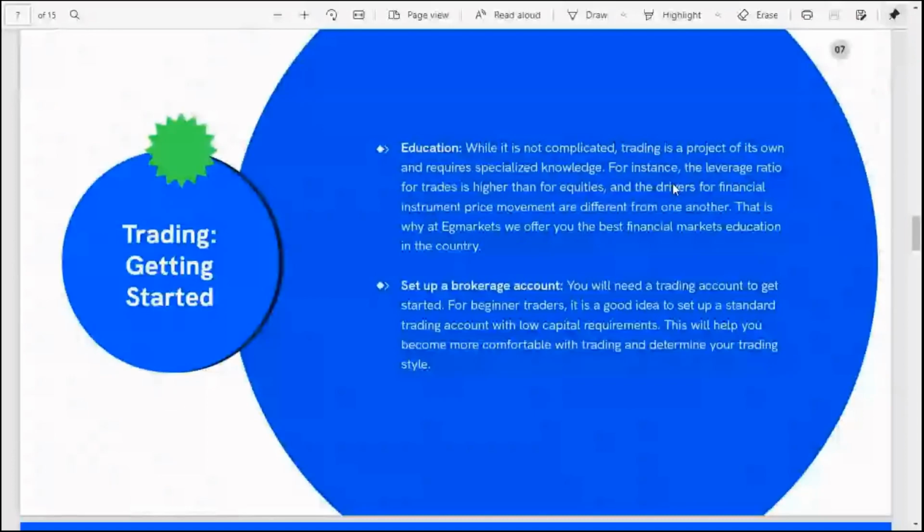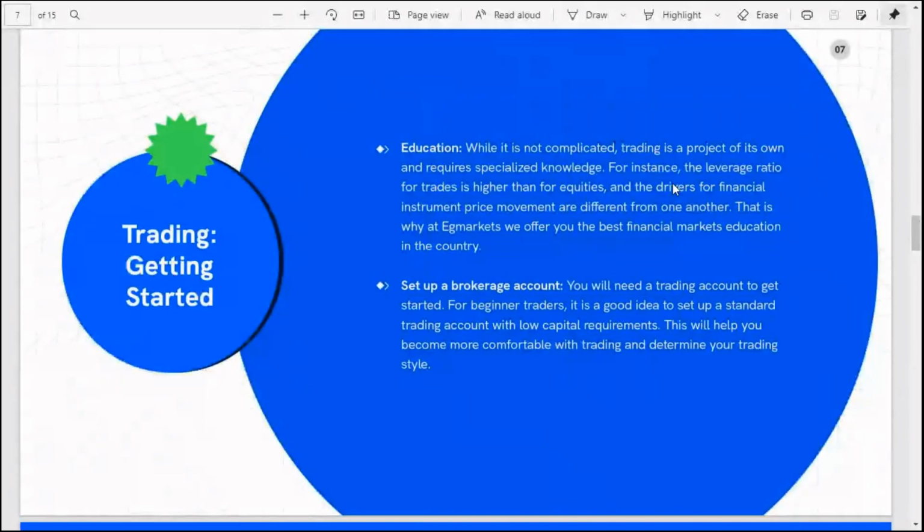While it is not complicated, trading is a project of its own and requires specialized knowledge. It requires you staying focused and learning how to trade the right way.